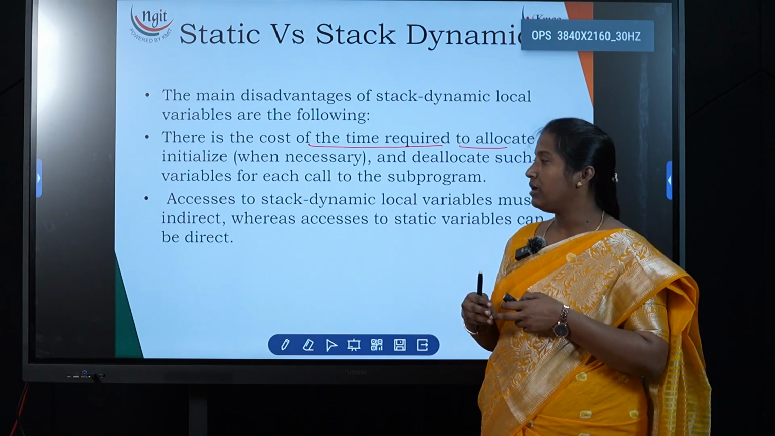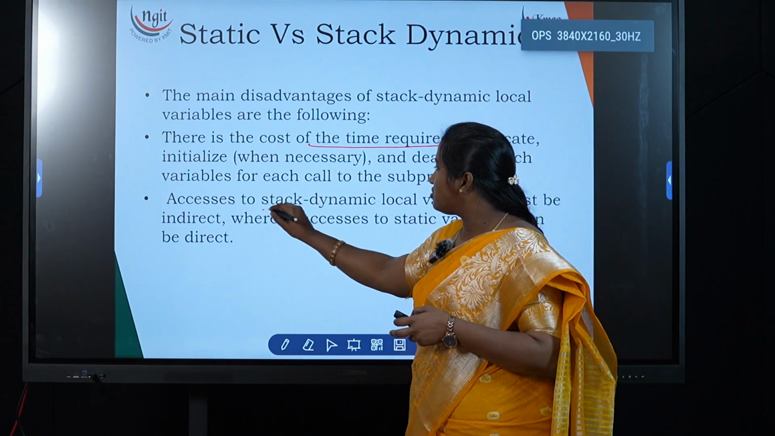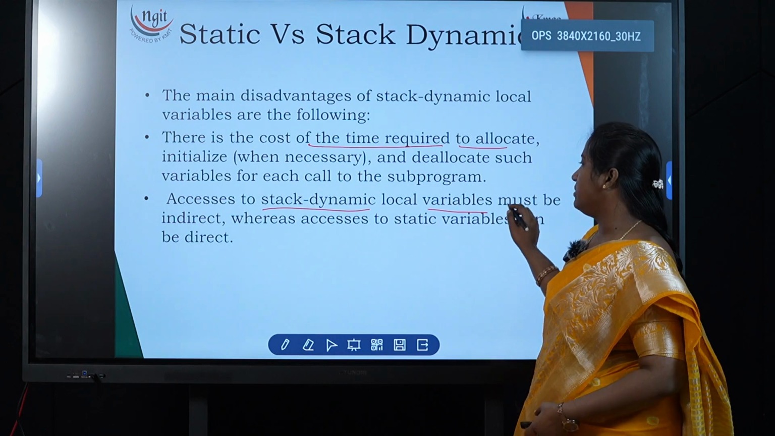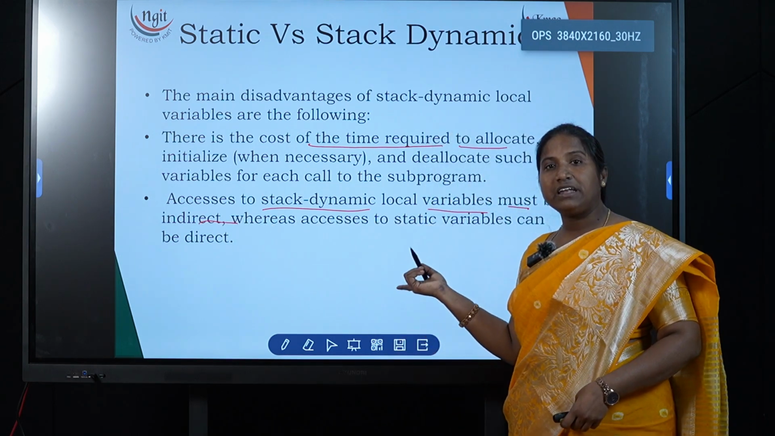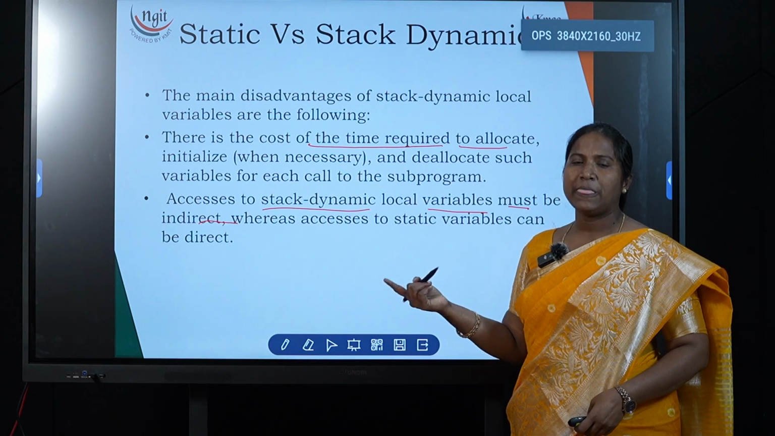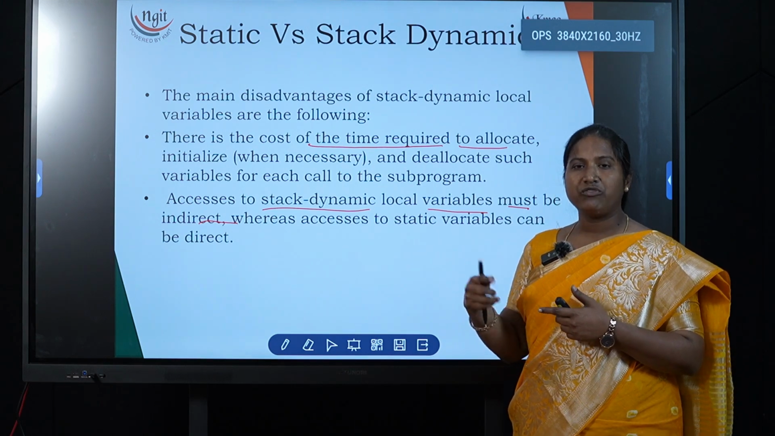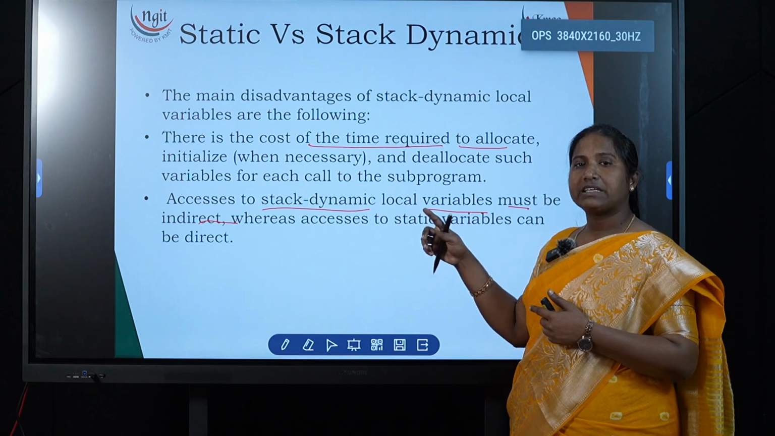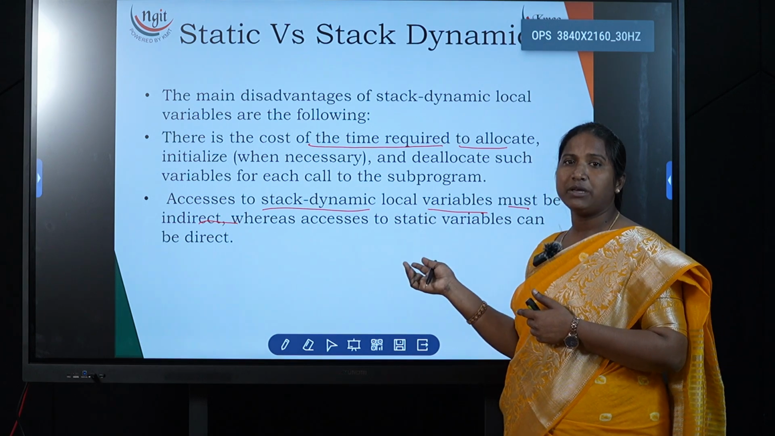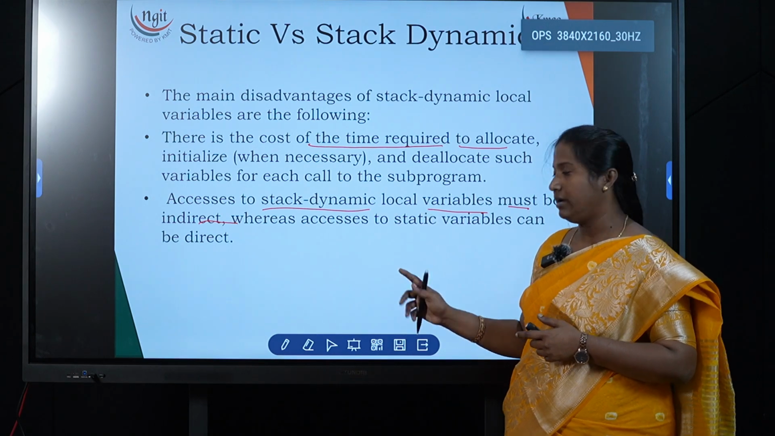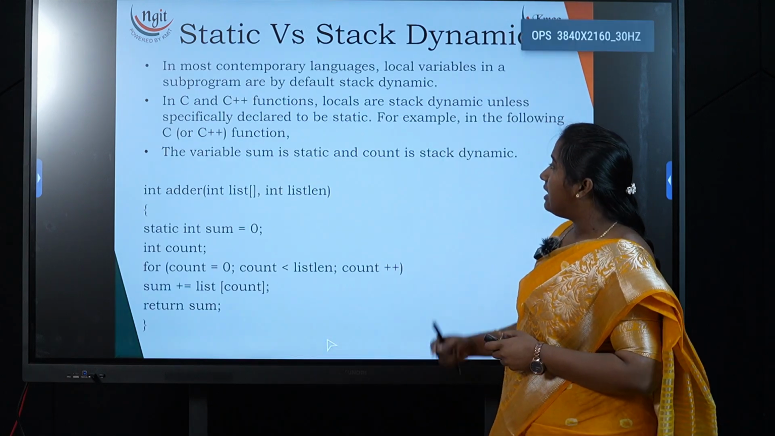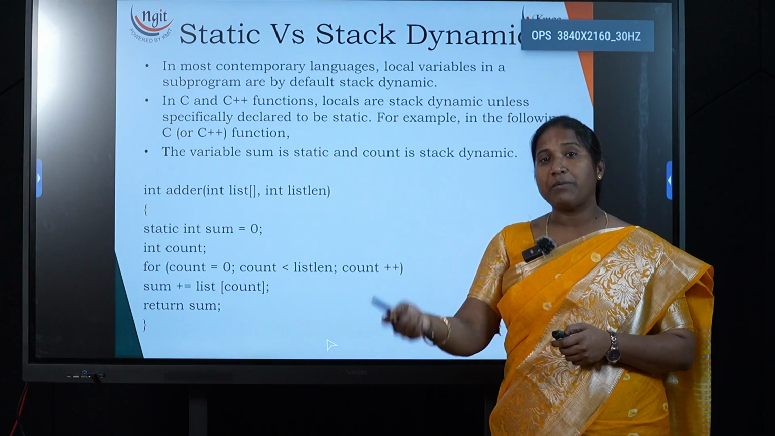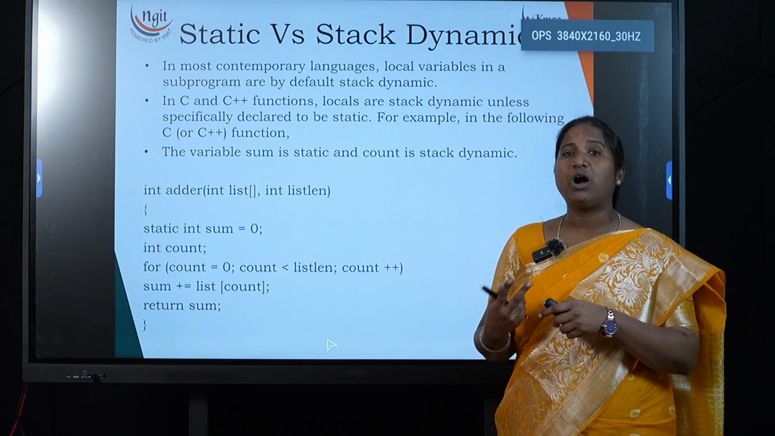That is the drawback. And the next is access to the stack dynamic local variables must be indirect, and static is what? It is direct. We can directly access the value from the subprogram, and accessing stack dynamic is what? Indirect. So that was the drawback. And now let's see with an example which programming languages will support it and how it will support it.